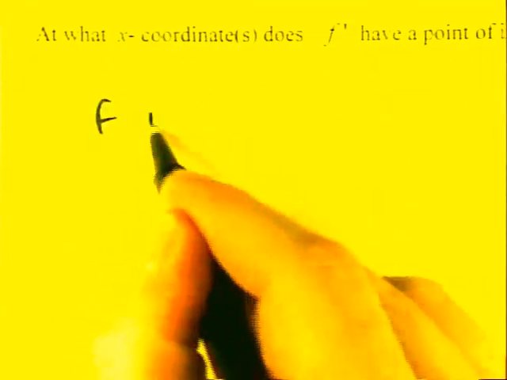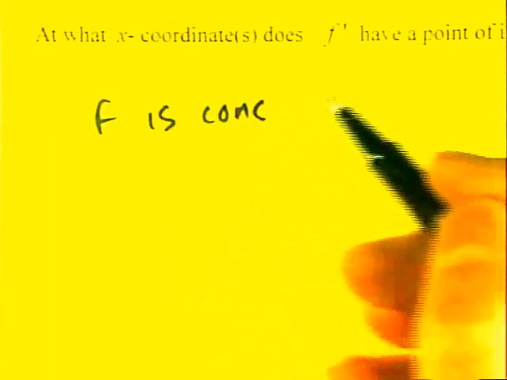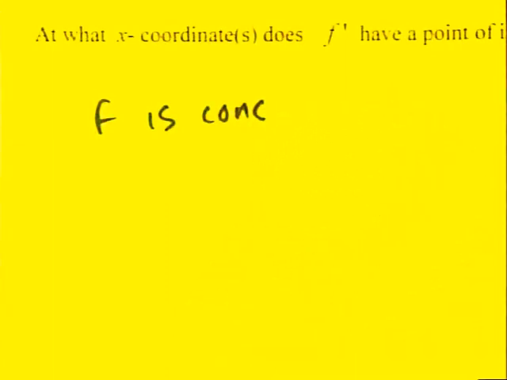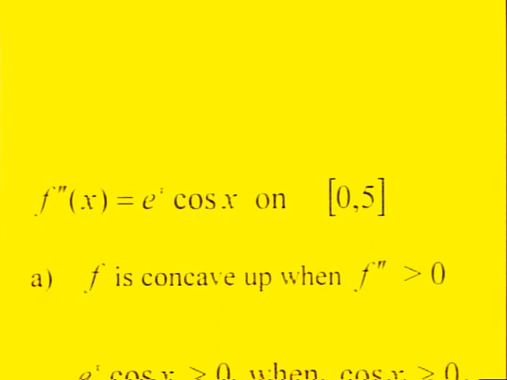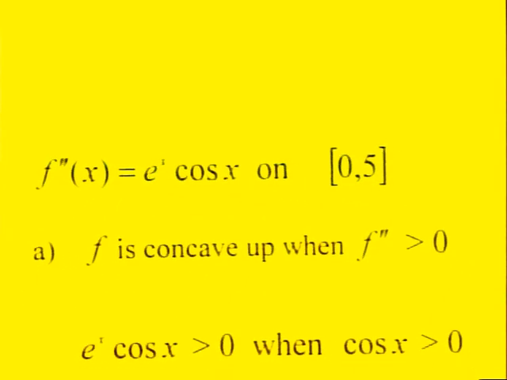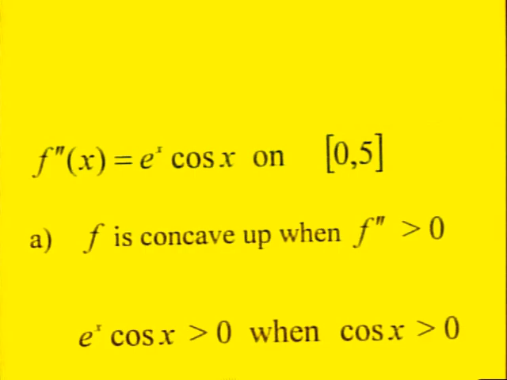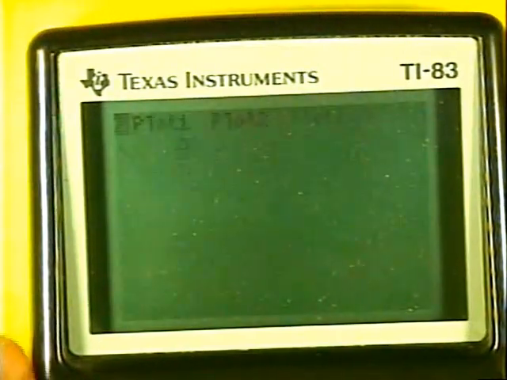You'd write f is concave up when f double prime is greater than 0. Okay? And then what do we do? If f double prime is e to the x cosine x, if you wanted to do that without a calculator, and if you had a calculator, let's skip to this for a second. If you had a calculator, how easy would this be?